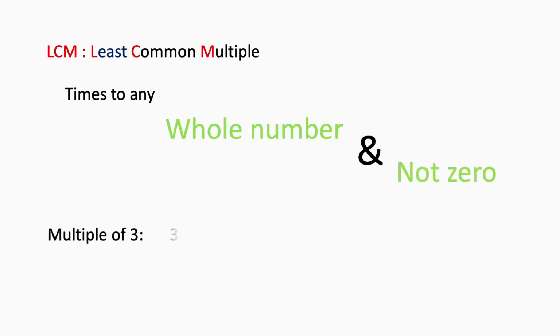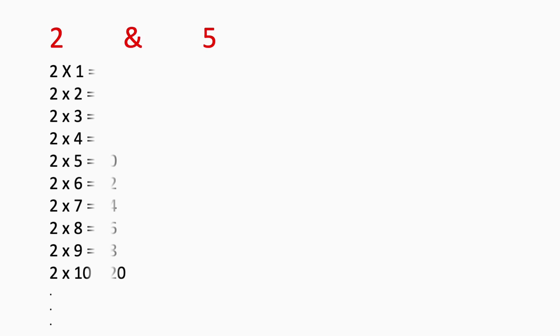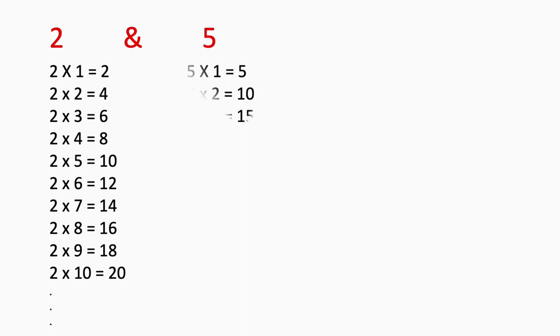There is another concept called least common multiple, which we show with LCM for short. To list the multiples of a number, just multiply that number by whole numbers except 0. For example, multiples of 3 are 3 times 1, 3 times 2, 3 times 3, and so on. As you can see in this example, to find the LCM of 2 and 5, I have written a list of multiples for each, of which 10 is the smallest multiple in both lists.